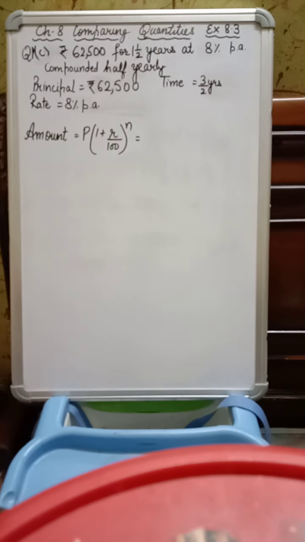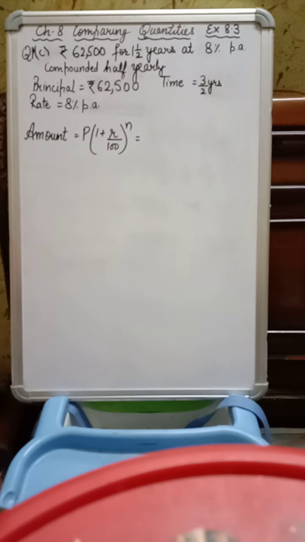Yes children, now next is your C part. We have to find the amount and compound interest in this question also. Principal is 62,500. Time is 1.5 years. Rate is 8% per annum compounded half yearly. So that means principal here is 62,500. Time is 3 by 2 years.